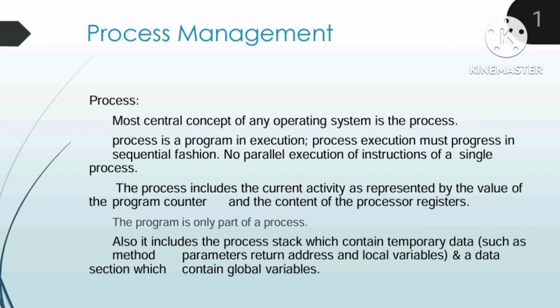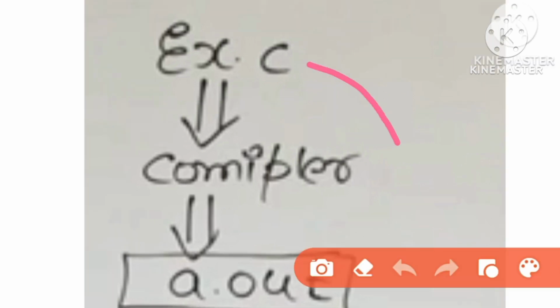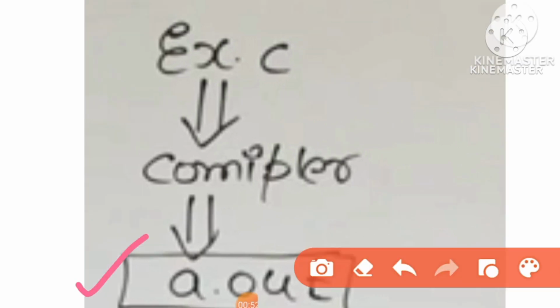Process management. Last class we understood the differences between a program and a process. For example, if you have written a C program, example.c, and this program is given to the compiler, what will the compiler do? The compiler will convert the high level language program to a low level language program, which is machine language that can be executed on a computer. So now the compiler is going to generate something, assume a.out.